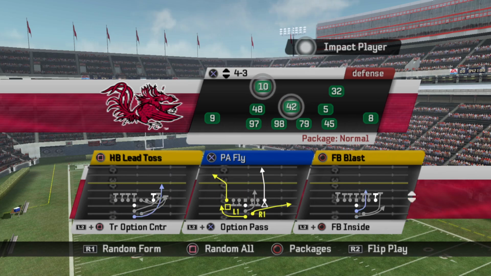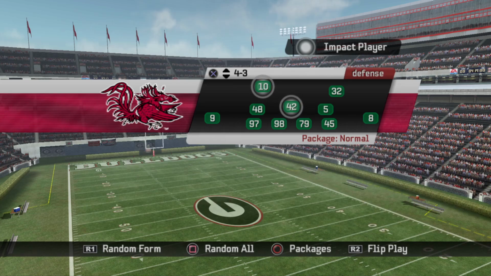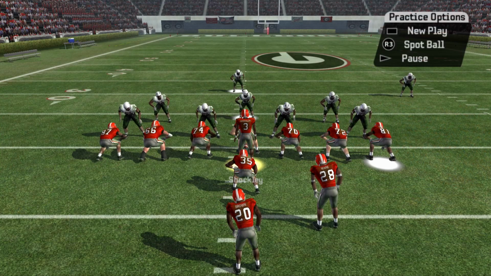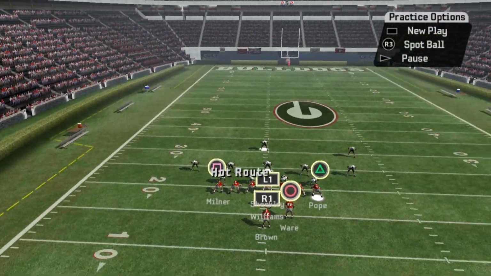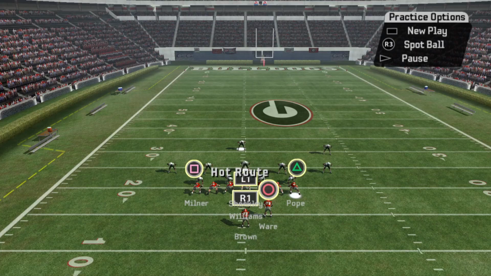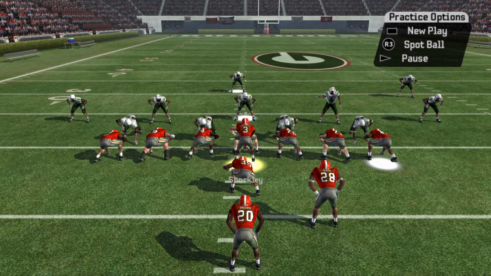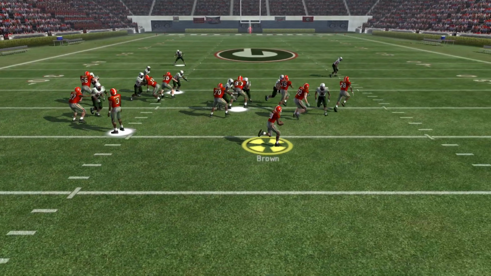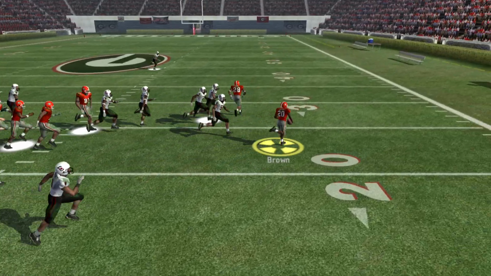Next up is halfback lead toss. Now, you know how I feel about these toss plays. I'm assuming this one doesn't work as well, but can you at least flip it? You can't even flip it. You're forced to go to one side unless you audible to the other side. You got to be super patient with these tosses.